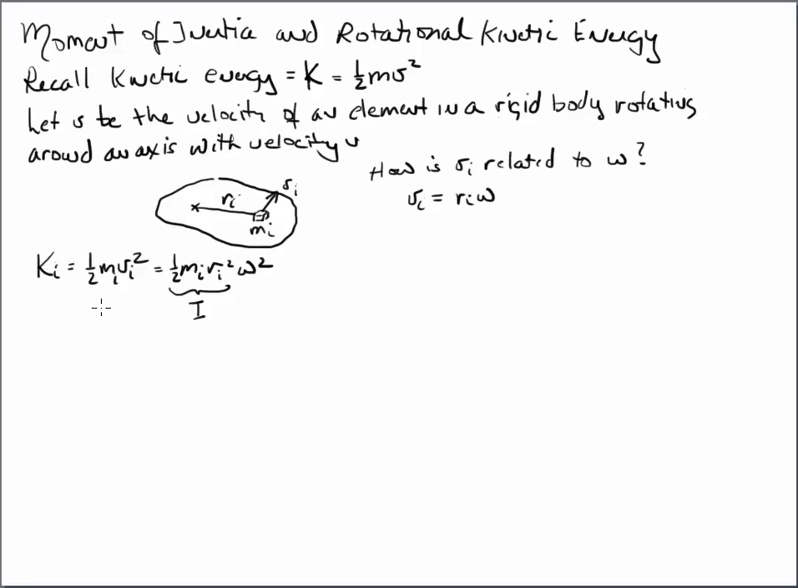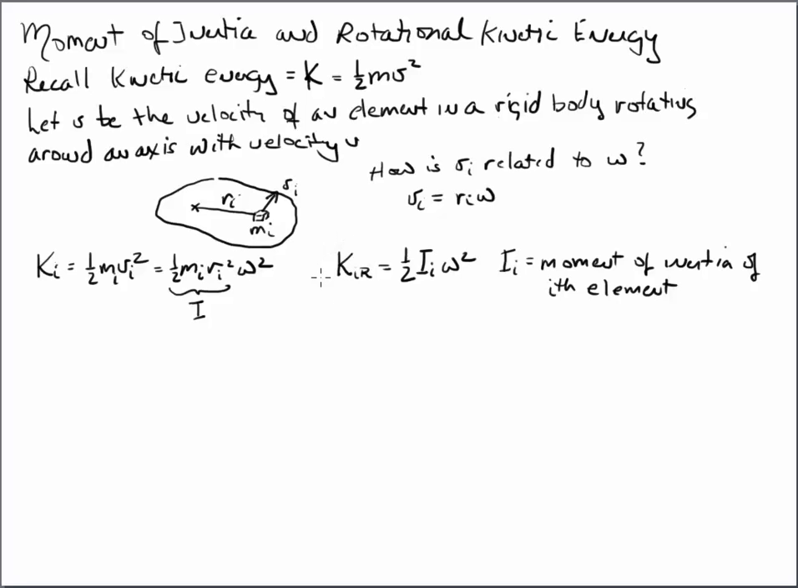And of course we recognize that the quantity m r squared is the moment of inertia. So in general we can write the rotational kinetic energy of the ith element as 1/2 the moment of inertia of the ith element times the angular velocity squared. So rotational kinetic energy in general is written as 1/2 moment of inertia times the angular velocity squared and is denoted K sub r.